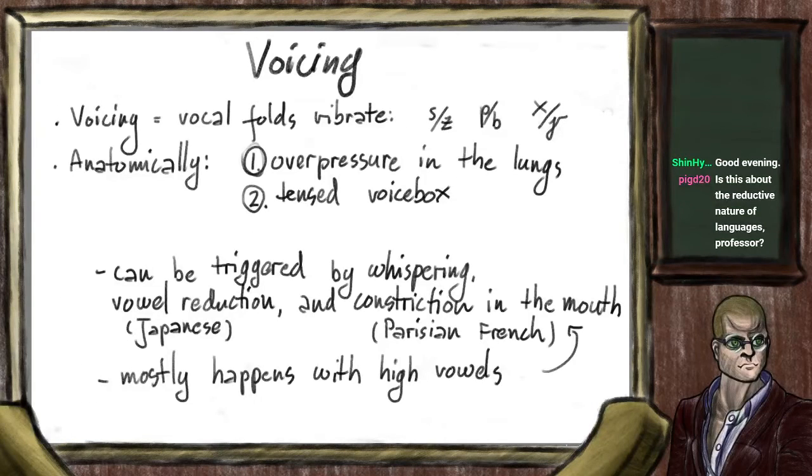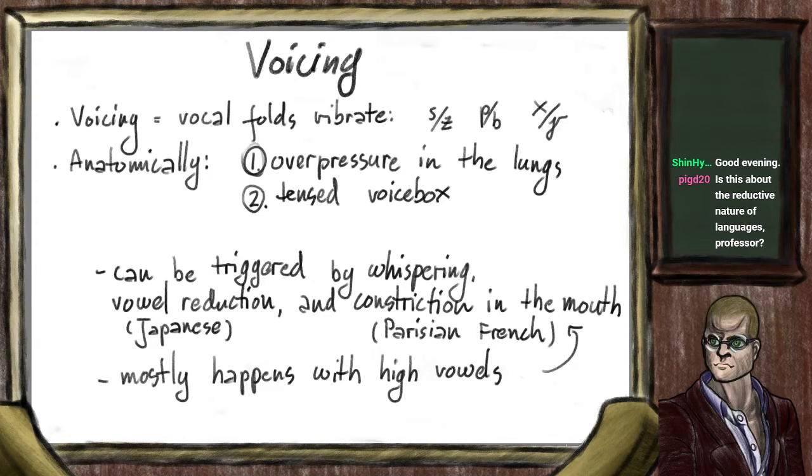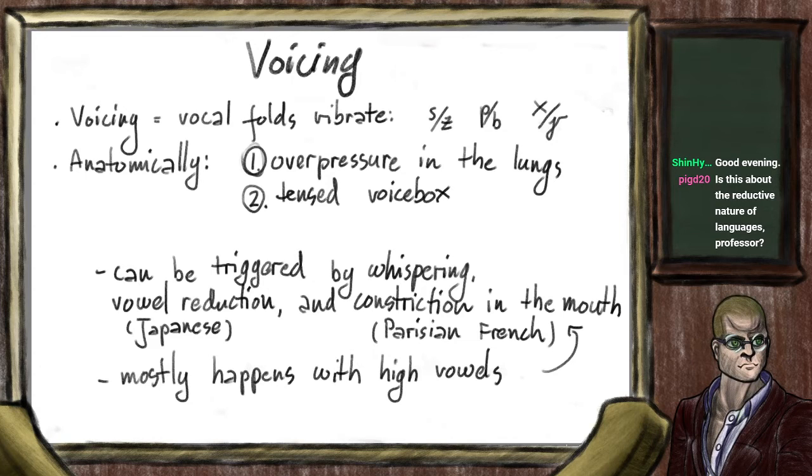Then let's get back to voicing. I think I've gone through this a couple of times, but there may be listeners who did not attend those shows, and it's always good to do some repetition. So voicing means that your vocal folds vibrate when you make the sound. So an s is unvoiced, but a z is voiced. You can easily check this yourself by putting your fingertips on your voice box, and if it moves while you're speaking, then the sounds you are making are voiced.